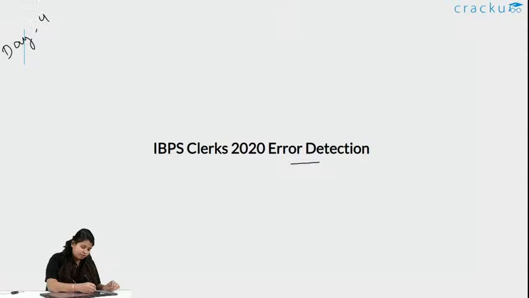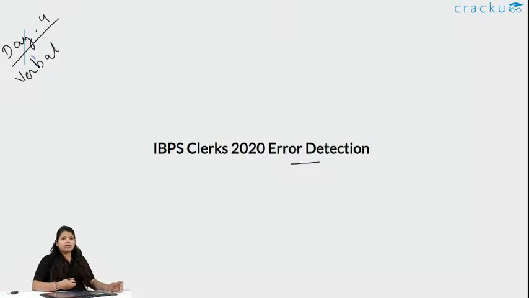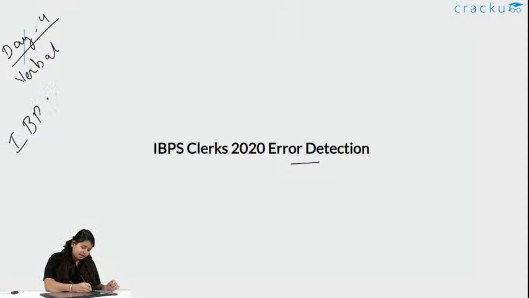Day 4, and today we will be doing a verbal topic. So what is the number of questions we get from verbal in the examination, let me say, IBPS Clerk Prelims? We have 30 questions from English and the time allotted for this section is 20 minutes.